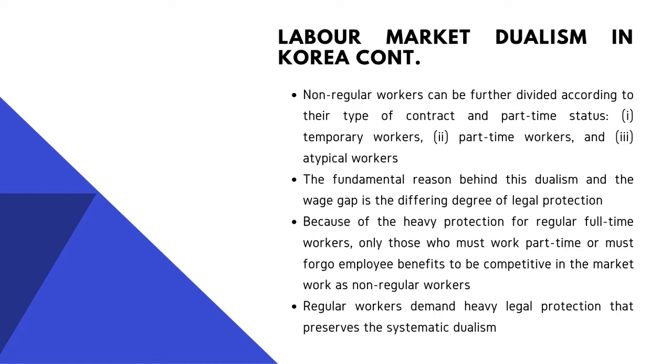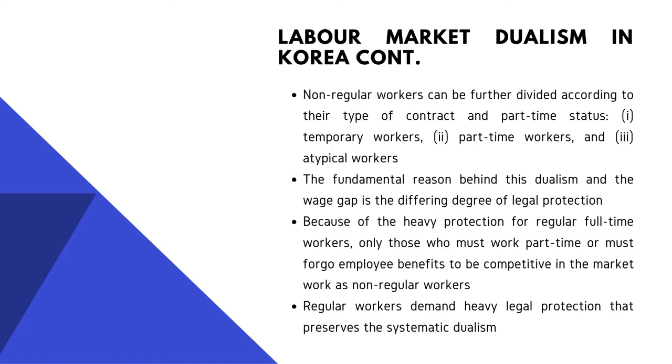Part-time workers are those who work fewer than 30 hours in a week. Atypical workers are defined as those who are paid by their performance without a fixed salary, fixed working hours, or fixed working location.